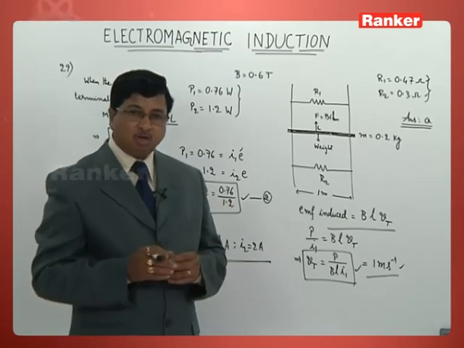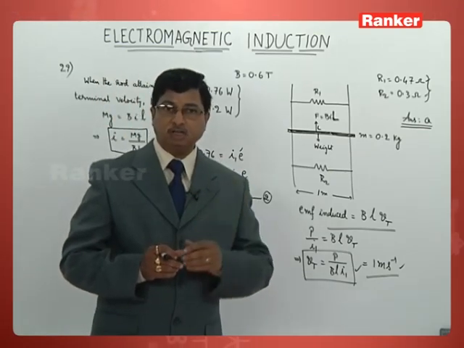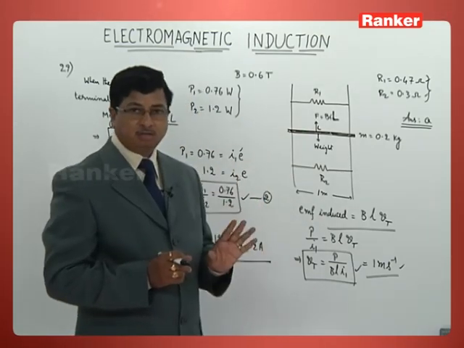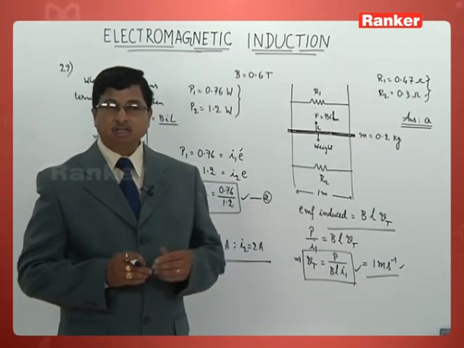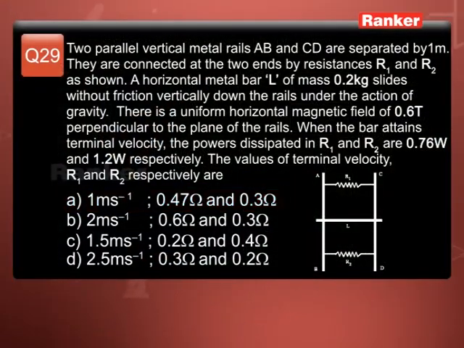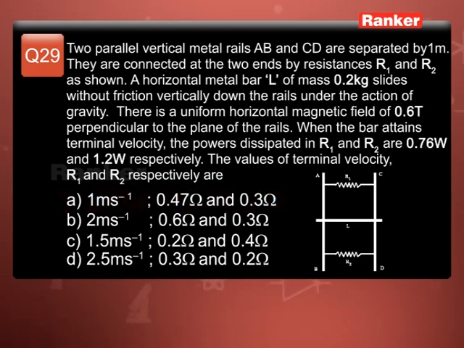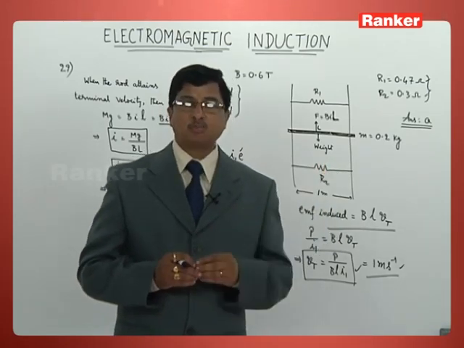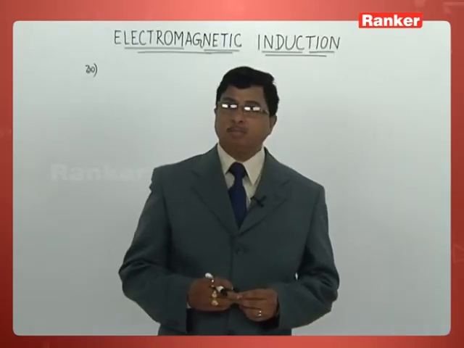A little lengthy model, but one of the very important models for a JEE-like exam. Therefore, be cautious and thorough with every part we have discussed here. The correct answer for question number 29 is 1 meter per second for terminal velocity, and 0.47 ohm and 0.3 ohm respectively for the resistances R1 and R2 given in the figure. So the correct option is A for problem number 29. Check the next one now.